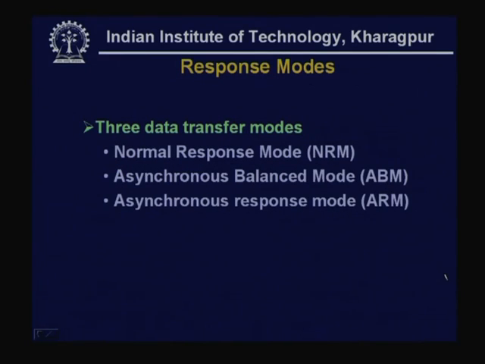And coming to the third important parameter, that is the data transfer modes. There are three data transfer modes. The three data transfer modes are normal response mode (NRM), asynchronous balanced mode (ABM), and asynchronous response mode (ARM). And the way each of these modes works is given here.